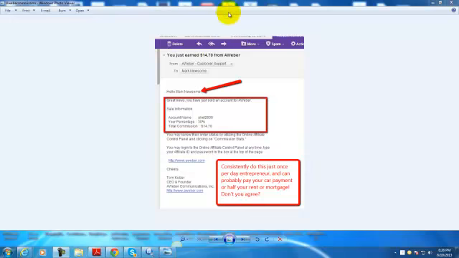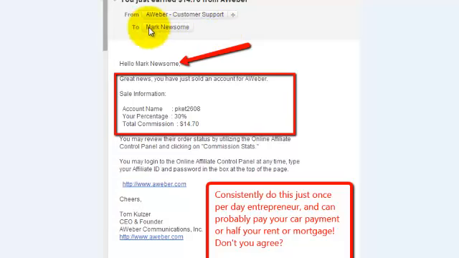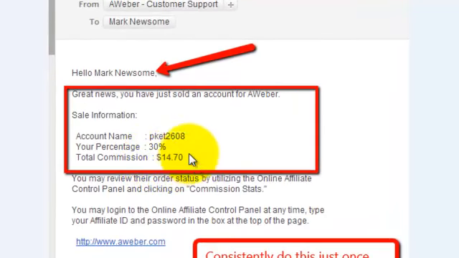First of all, as you can see, this says from Aweber customer service, and then there you see that guy being myself, and they have a little message here, hello Mark. Now here's what I want you to concentrate on. This was a commission email that they just sent me. Someone had purchased the Aweber program through one of my affiliate links, and I received a commission of $14.70, and the commission percentage, pardon me, was 30%. So if you divide $14.70 by 0.3, you'll come up with 49, I think it is.